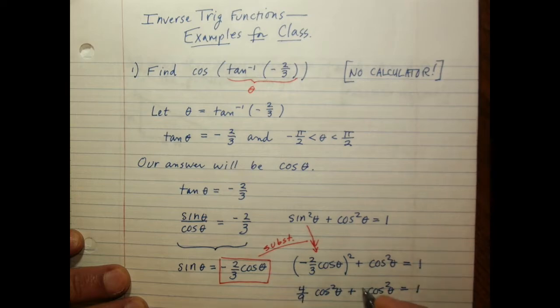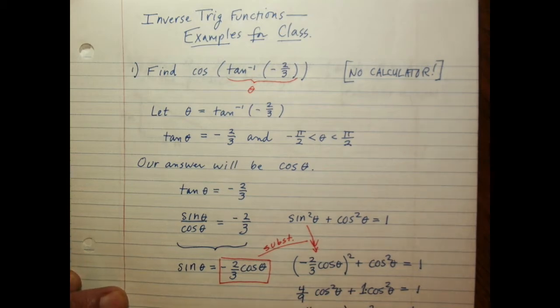The trick here is to realize that cosine squared theta is just 1 times cosine squared theta. These are two like terms that we can combine. We can just add the coefficients. I'll write out what I'm going to do. I'm going to add 4/9 plus 1 cosine squared theta equals 1. If you want, it's like I factored out cosine squared theta from those two terms. 9/9 plus 4/9 is going to be 13/9 cosine squared theta equals 1.